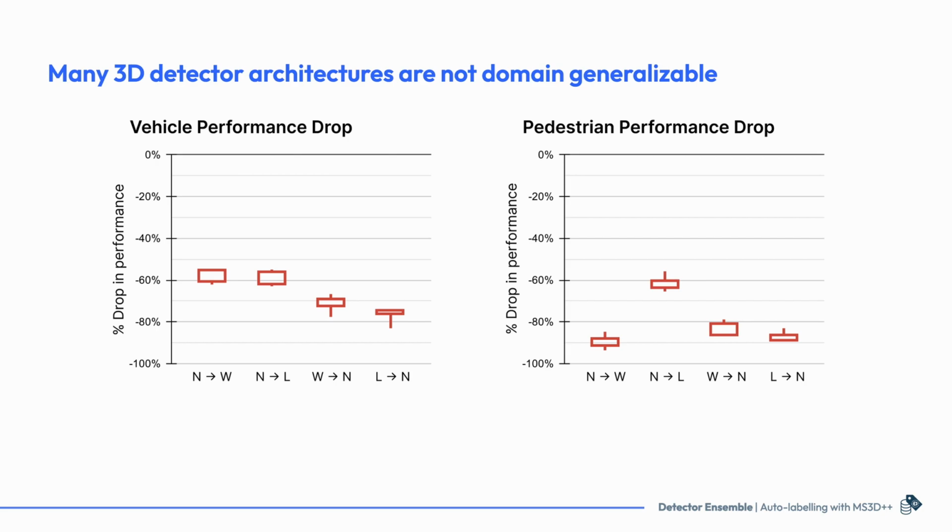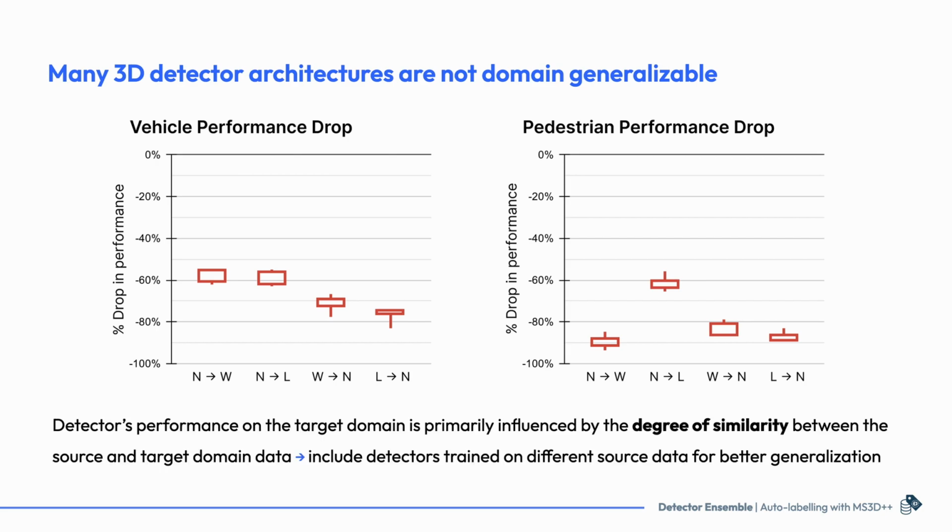And so what we actually find is that the detector's performance on the target domain, on your specific LiDAR, is actually more correlated with the degree of similarity between what they were trained on and what you're trying to deploy and test it on. And so the idea behind this is that we want to include detectors that are trained on different sources for better domain generalization to the LiDAR that we want to label.